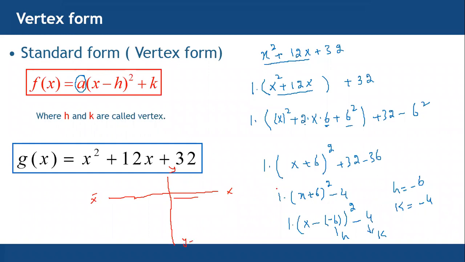First h, this is the x value. So x is minus 6. Let's suppose minus 6. What about the k value? k is y, so it is equal to minus 4. When you join these points, this point is actually the vertex point of the parabola. Now whether the parabola opens upward or downward depends upon the a value. If the a value is positive, and a is here 1, so this is positive, this means that the parabola will open upward.